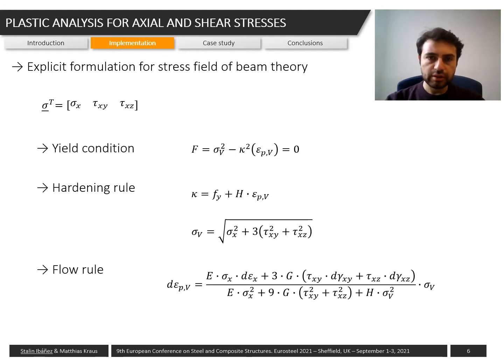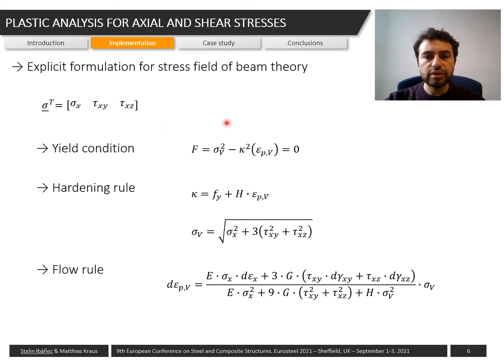The formulation can be expressed specifically for the stress field of beam theory. That means that we consider the stresses that we normally have in beams. This is the axial stress sigma x, and the shear stresses tau xy and tau xz. Also, these two shear stresses can be represented as just one stress following the direction of the line element that we have in the cross-section.